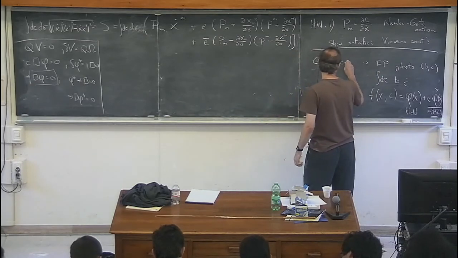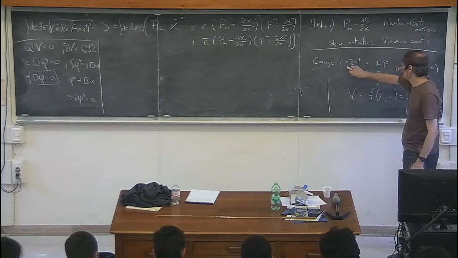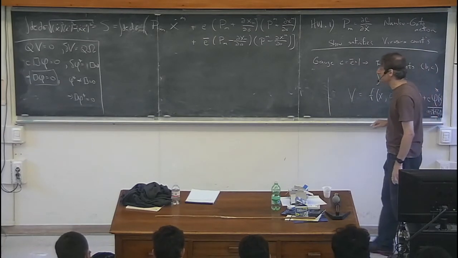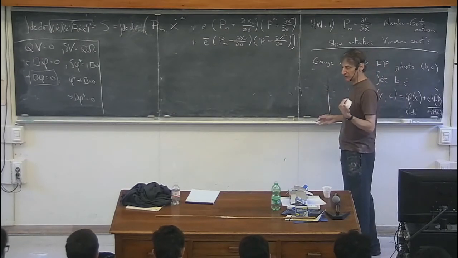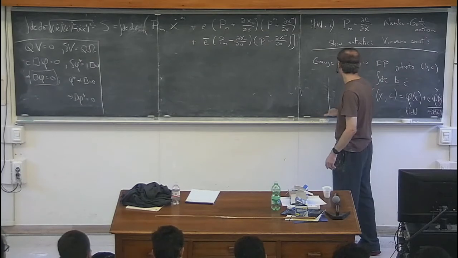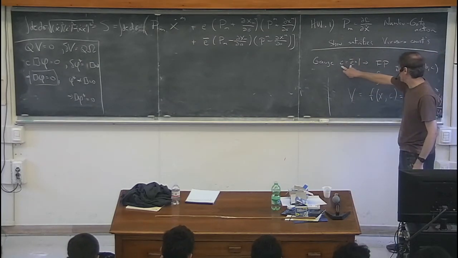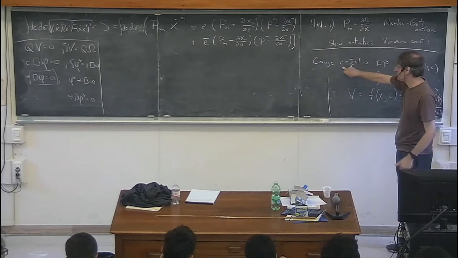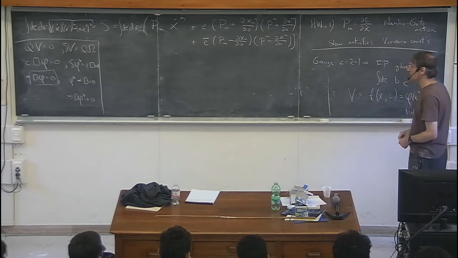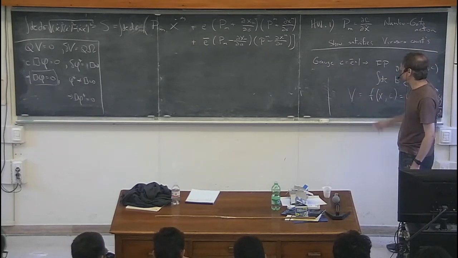The covariant way to quantize: covariant means it preserves conformal invariance. Light cone gauge is, of course, not Lorentz covariant, but it also doesn't preserve conformal invariance, so it's not covariant in both senses. This quantization will preserve both conformal invariance on the worldsheet and Lorentz covariance in spacetime. So we'll choose the gauge E equals E bar equals 1.